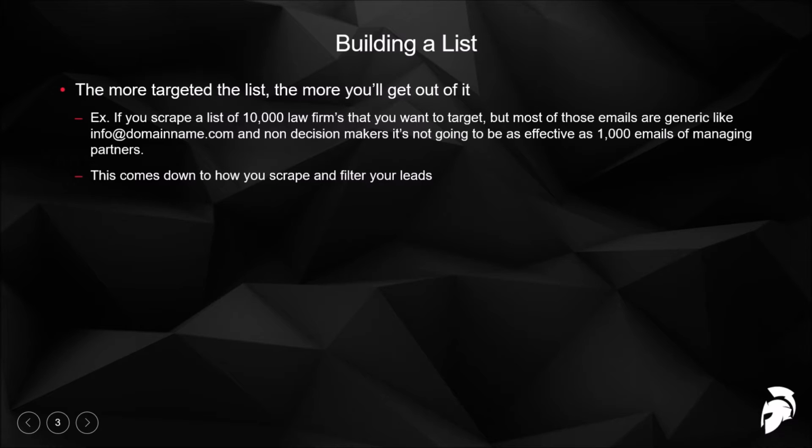The example here is if you scrape a list of 10,000 law firms that you want to target, but most of those emails are generic, like the info at domain names, which can work, but they're not as good as these other ones I'll talk to you about. And then the non-decision makers, for example in this scenario, like paralegals maybe, low level associates at the law firms. They're not going to be able to make decisions, obviously. That 10,000 email list is not going to be as effective as 1,000 emails of managing partners. These are all the managing partners of each individual firm, which is going to be more effective that way.